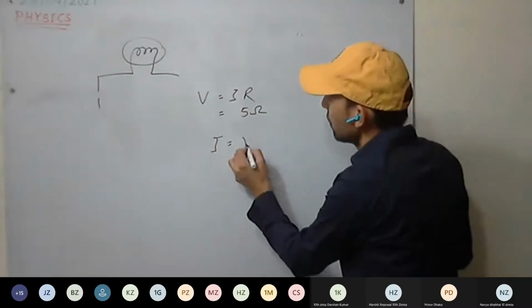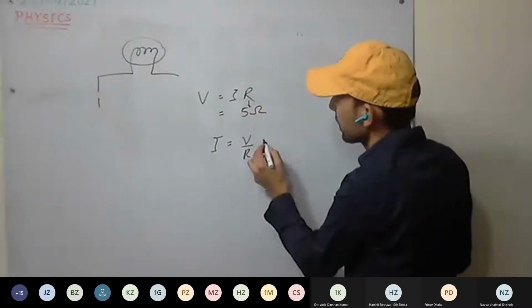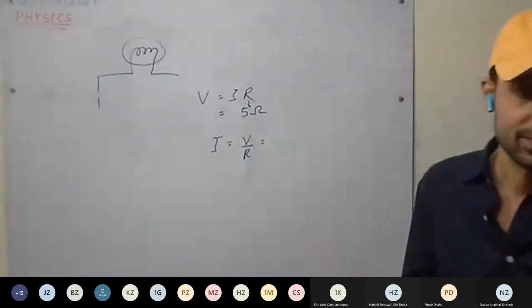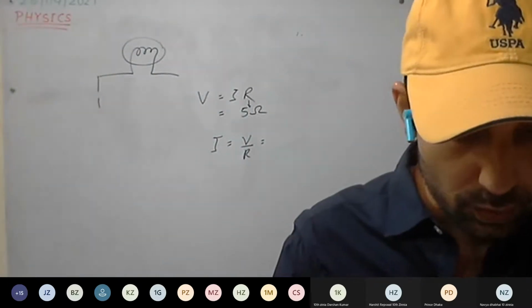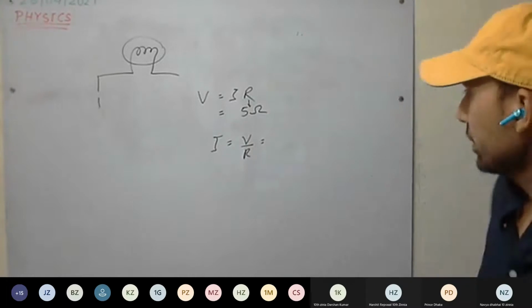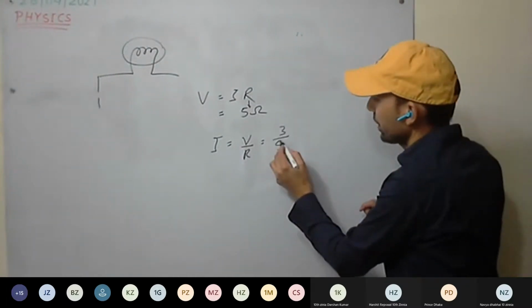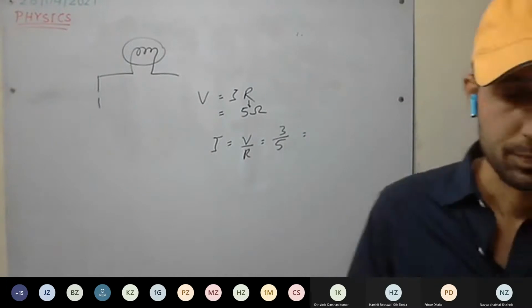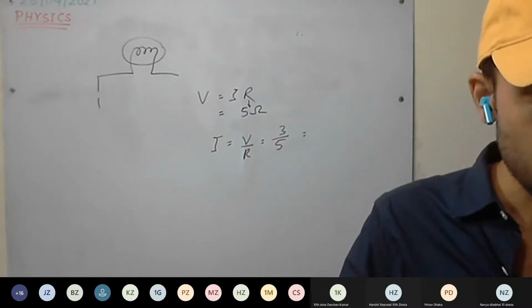So I equal to V by R. I equal to V by R, that is 3 divided by 5. So 3 divided by 5 is 0.6 ampere.